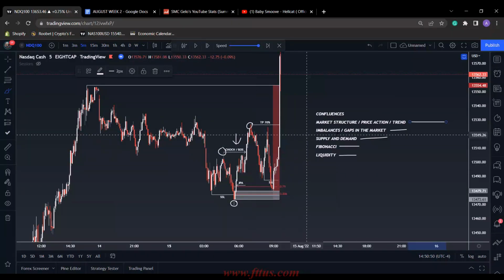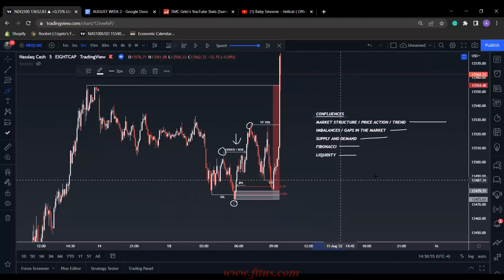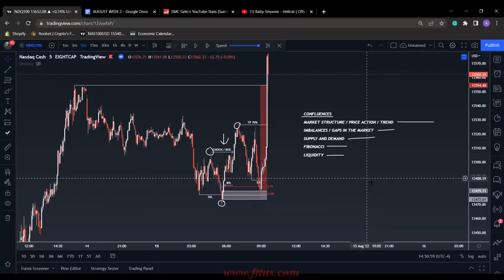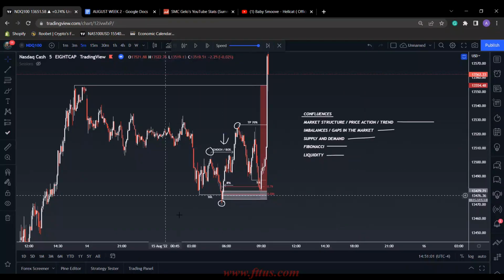And yeah, that's literally all of our confluences. This is 5 confluences right here. And I mean, the more confluences you have, as you can see, the more probable the setup will be. This was clean, this is perfect.